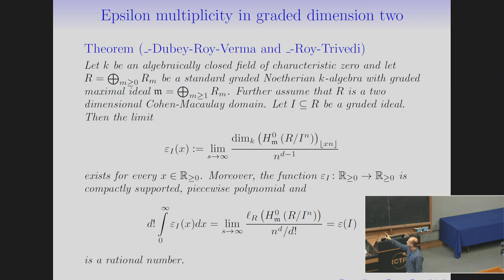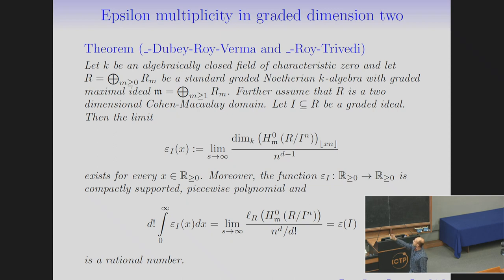So why is it rational? It's linked to the fact that if you take the volume of a line bundle on a projective surface, that's a rational number, right? So Zariski's theorem, it's linked to that. Basically, you can represent epsilon multiplicity as the volume of some appropriate line bundle minus a term which is an integer, right? So this is what we have. Now, what about an explicit computation?